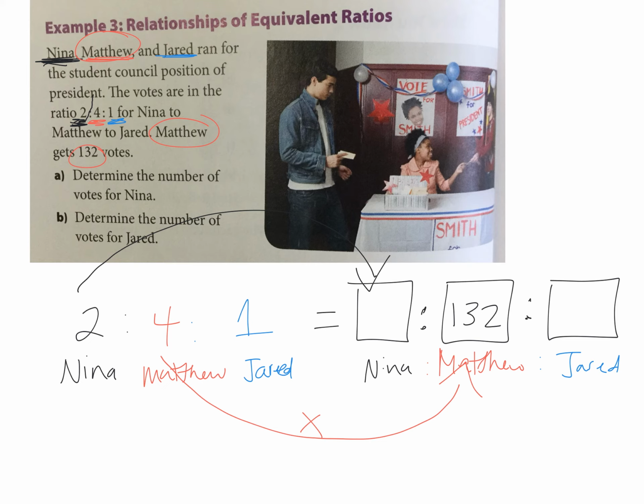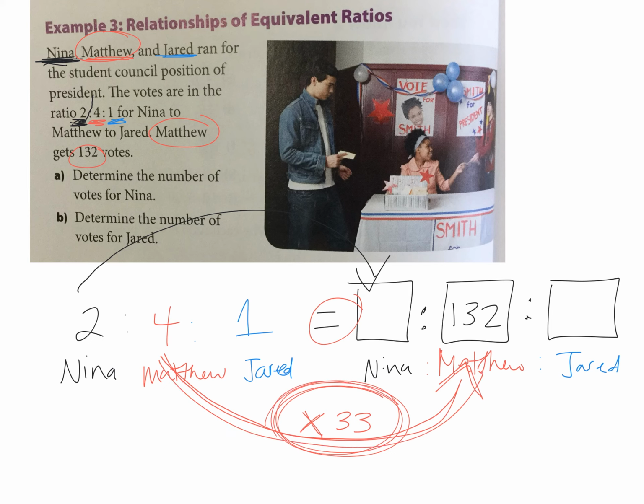What is the opposite of multiplication? So instead of multiplying, we can divide. What's 132 divided by 4? So we know that to get from here to here, these are equivalent, okay? 4 times 33 will give us 132. So what do you think you have to do to every other number to get the answer? What do we do to get to here? We multiplied by 33. So what do I have to do to figure out what Nina's votes were? 2 times 33. What's 2 times 33?